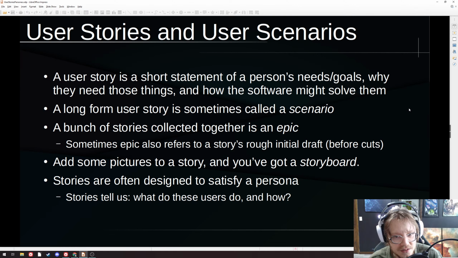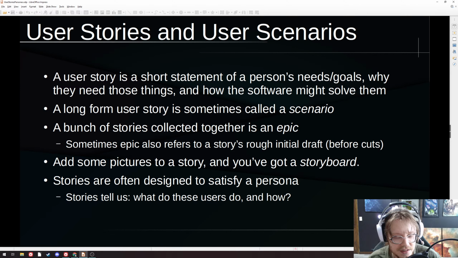This brings us to user stories and scenarios. A user story is a short statement of a person's needs and goals, why they need those things, and how the software might solve them. And if you put that in a longer form factor, over a couple paragraphs or so, we usually call it a scenario. So really, I want you to write scenarios because I don't want you to write one line, but most people, if you show them a paragraph that describes a person's needs and goals, why they need them, and how the software solves them, would call that a user story. The terminology scenario is much less common. So basically we're writing user scenarios today, but let's not nitpick about terminology.